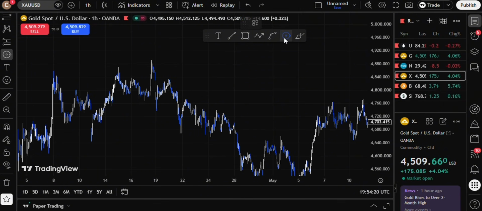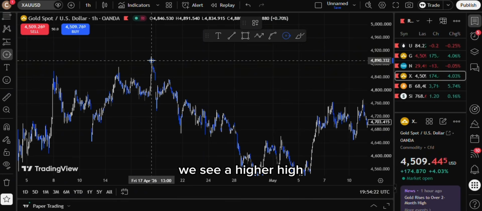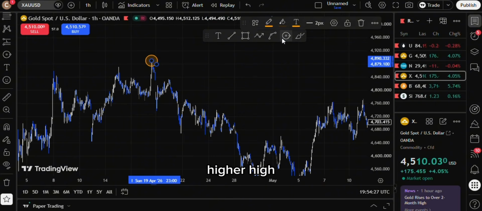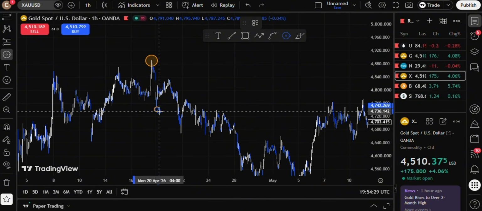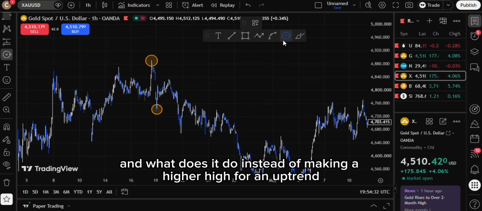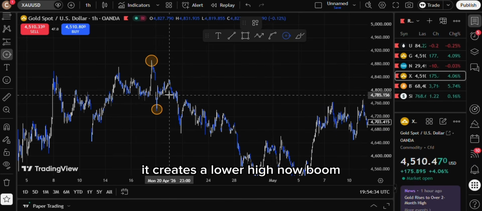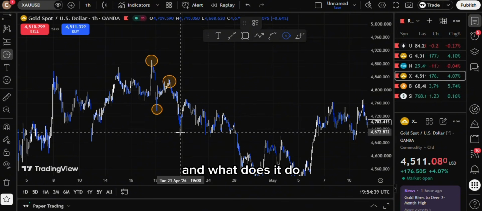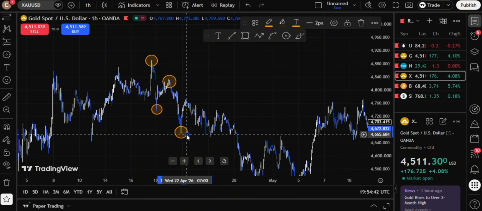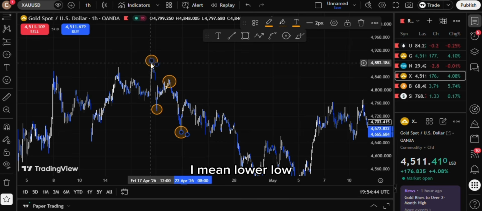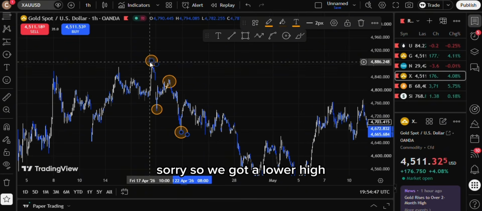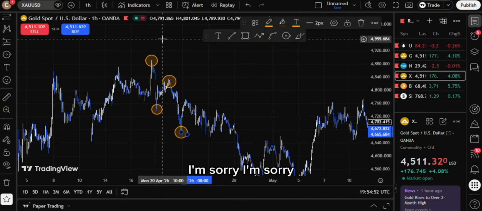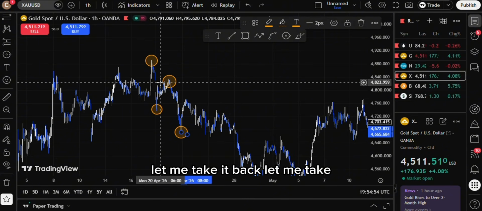Why? Because look, we see a higher high. This is an example of a downtrend, right? Higher high, higher low. And what does it do? Instead of making a higher high for an uptrend, it creates a lower high now. Boom. And what does it do? Boom. Lower high. I mean lower low, sorry. So we got a lower high, lower low, lower high, and lower low. That's basically what it is, right? Or no, I'm sorry. Let me take it back. Let me take a step back.